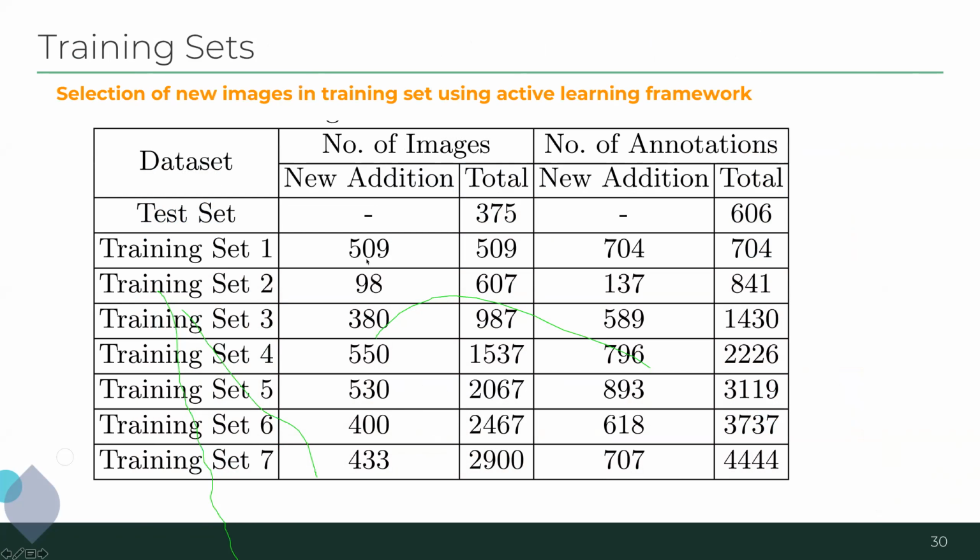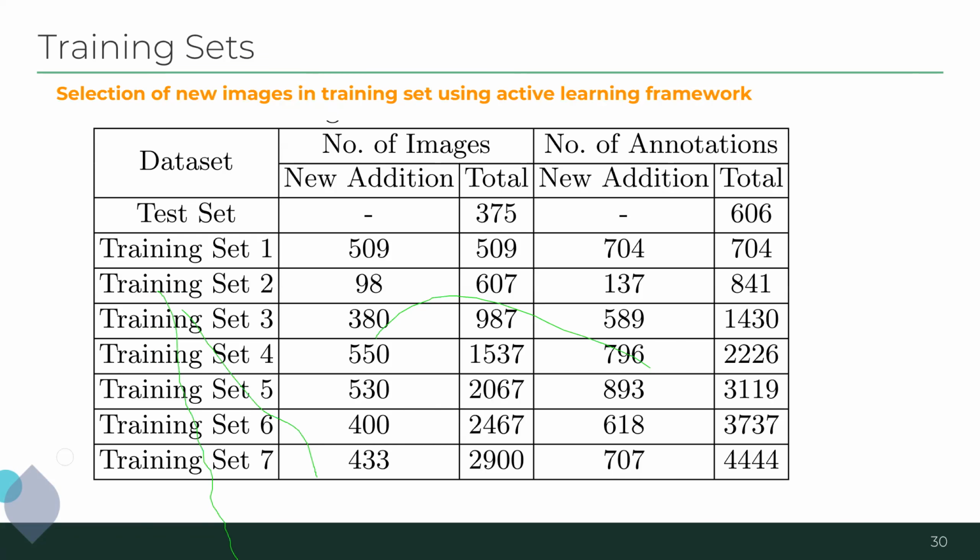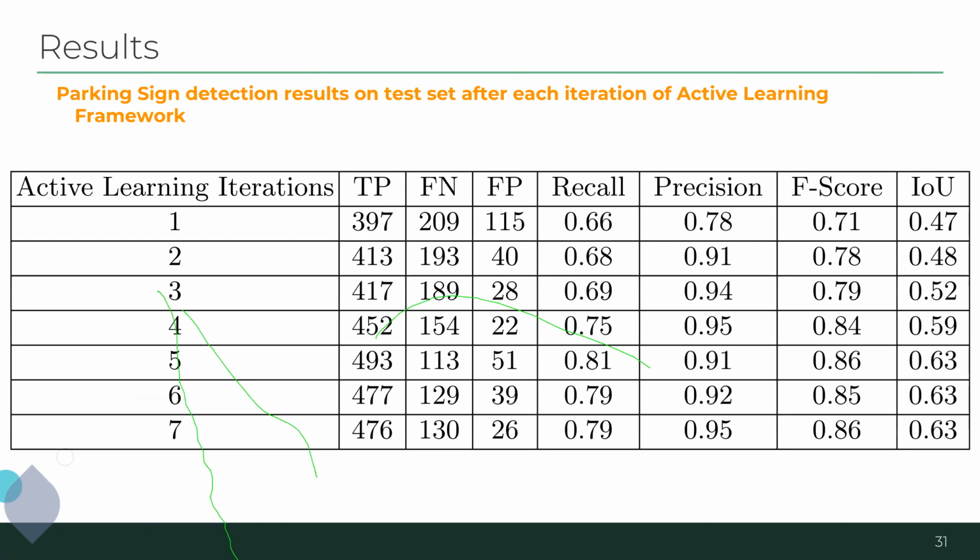So we start with the first training set, which has 500 images and contains 704 annotations. After a couple of rounds of iterations, we found total images about 2,900, and the number of parking spots that we found is 4,444.